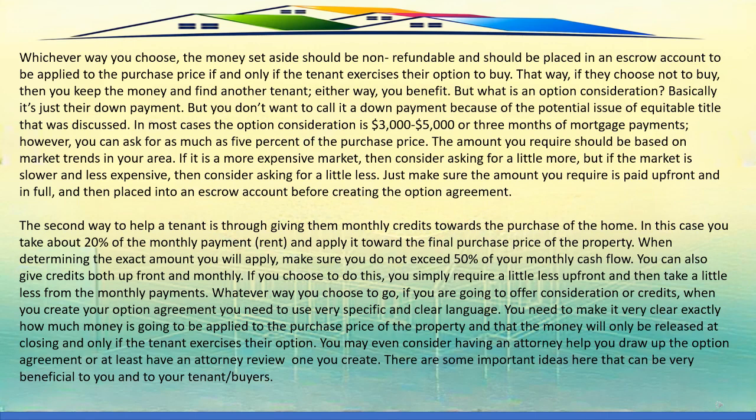The second way to help a tenant is through giving them monthly credits towards the purchase of the home. In this case, you take about 20% of the monthly payment, rent, and apply it toward the final purchase price of the property. When determining the exact amount you will apply, make sure you do not exceed 50% of your monthly cash flow. You can also give credits both up front and monthly. If you choose to do this, you simply require a little less upfront and then take a little less from the monthly payments.